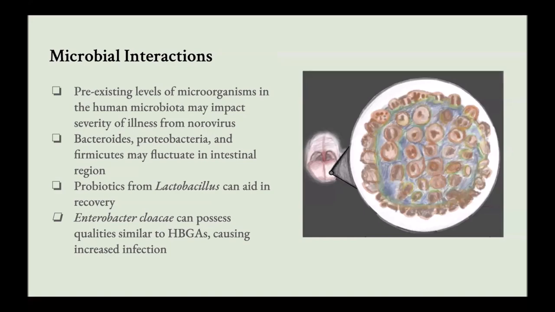On the contrary, Enterobacter cloacae can appear similar to HBGAs, which can actually lead to an increased infection. This can increase the overall severity of the symptoms.